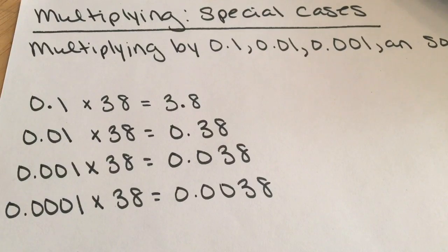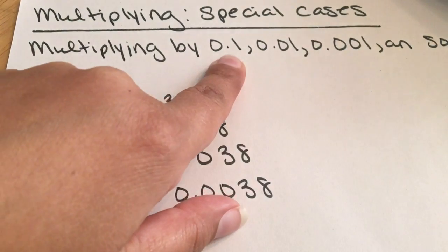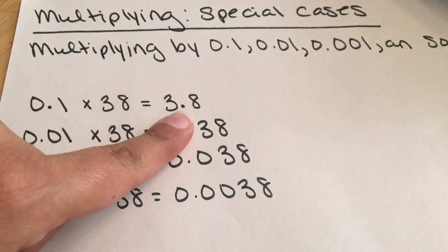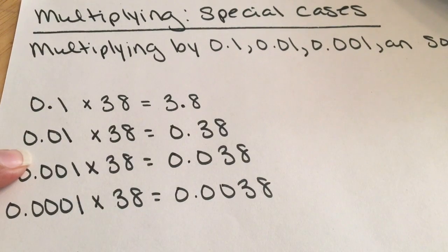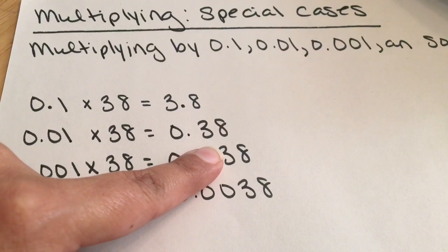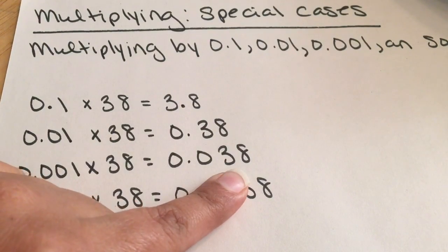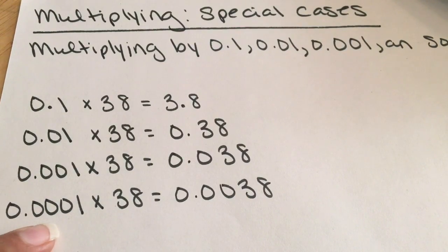So next we're going to see 2 special cases with multiplying. The first one is going to be multiplying numbers by very small decimals like tenths, hundredths, thousandths, 10,000ths, and so on. First thing we want to do is look at our numbers here. Now on our first example, we have 1/10 times 38. We end up with an answer of 3.8. 100th times 38, we end up with 38 hundredths. 1,000th times 38, we end up with 38 thousandths. And 10,000ths times 38, we end up with 38 ten-thousandths.